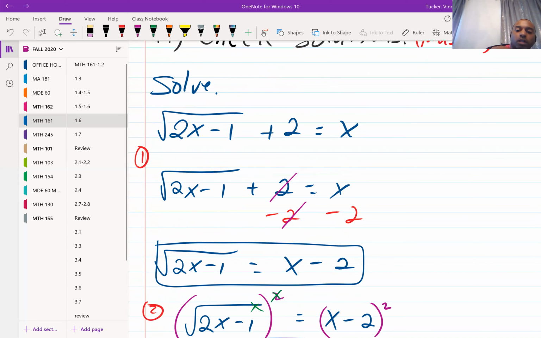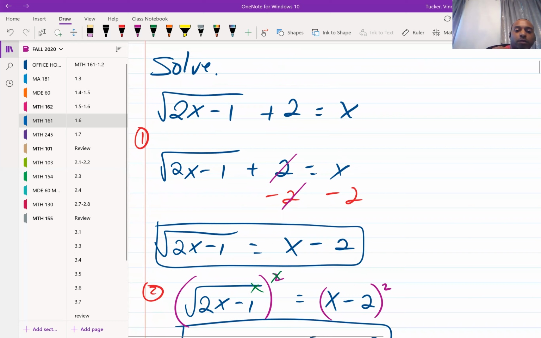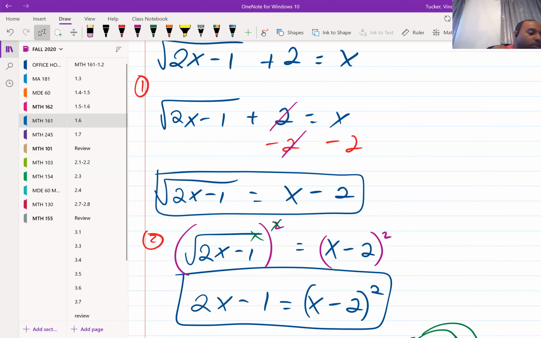So we're going to raise both sides to the power of 2. We're going to square both sides, in other words. And the square and the square root over here will cancel. And on this side, we have x minus 2 squared. So raising both sides to the power of the index of the radical will cancel out that radical.